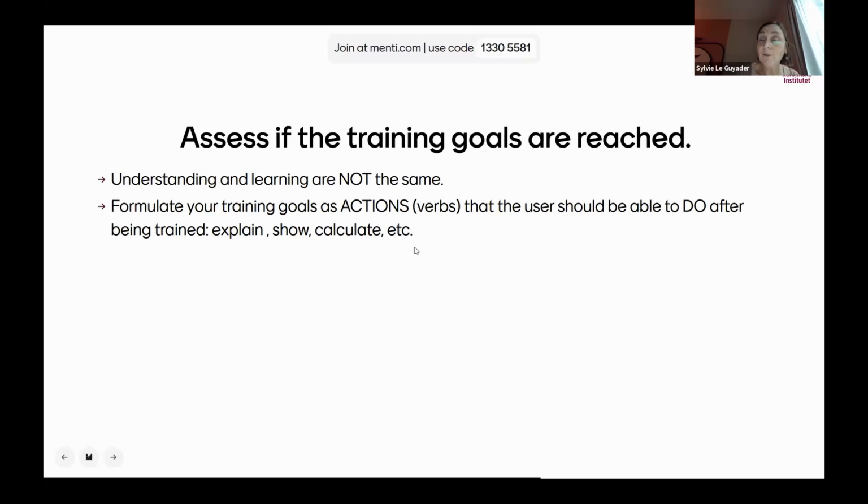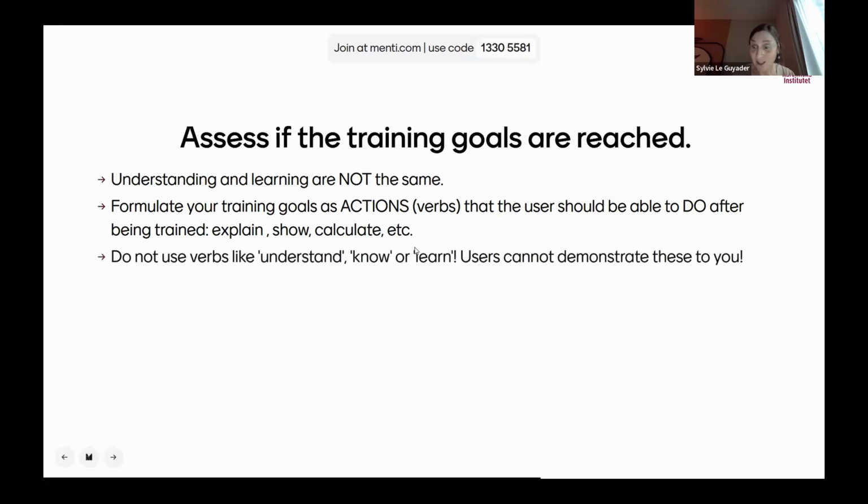So you need to formulate these goals that you have written. They have to be formulated in a special way. They need to be action verbs, okay? And these actions are actually describing what the users will be able to do at the end of your training. So maybe they will be able to explain, they will be able to show, they will be able to calculate. So when you write your goals, you start with an action verb that is an action that the user is going to do. So that means that you cannot use verbs like, I want them to understand this, I want them to learn this, or I want them to know this.